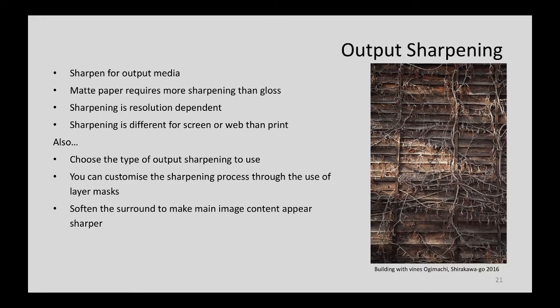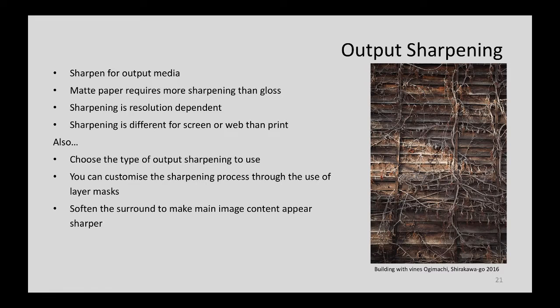Think about sharpening for your output media. Matte paper requires more sharpening than gloss. Sharpening is also resolution dependent, so some of these types of sharpening processes are better on small resolution images or smaller images than larger ones. Choose the type of output sharpening, so just don't continually use the one type. Explore all those 3 systems.